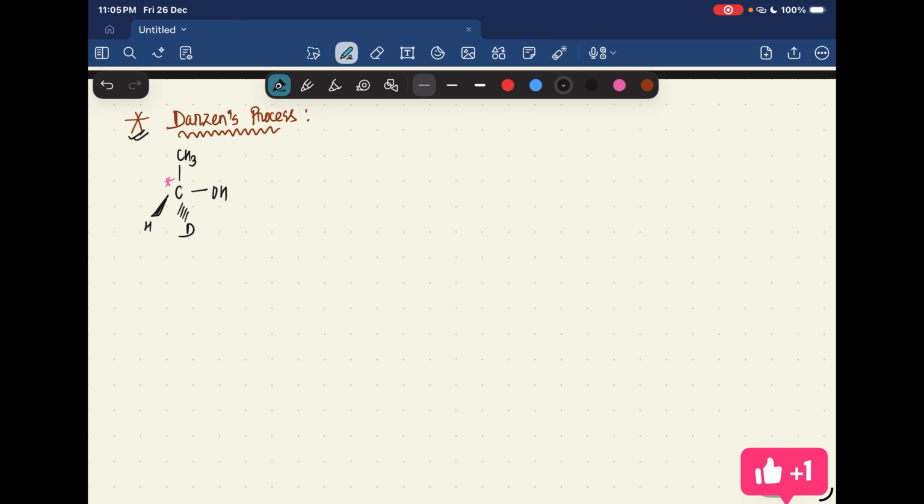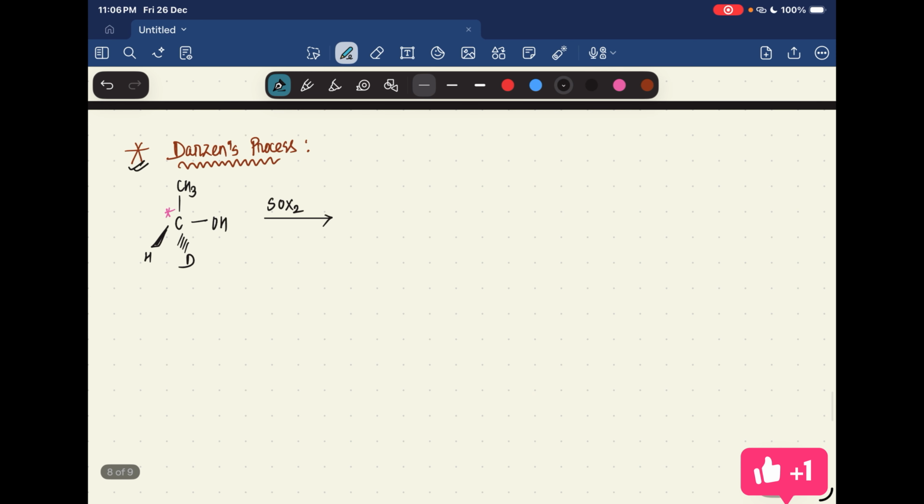When this chiral center reacts with the reagent SOX2, here X can be chlorine, bromine, or iodine. We can't take fluorine because it is explosive. So generally we take chlorine, bromine and iodine with SOX2, which is called thionyl halide. I hope it is clear. Let us go to the next part.